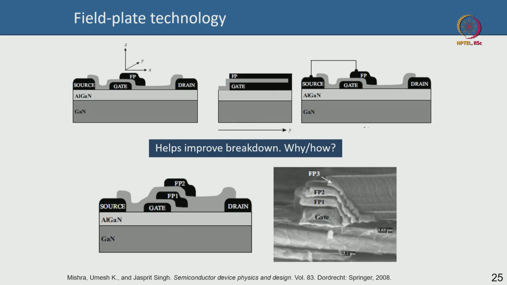Finally, to improve the breakdown voltage, there is this field plate technology. So, if you look carefully from a cross sectional point of view, there is a field plate, this is a metal basically, but it is sitting on top of a dielectric and it is sitting on top of a gate.